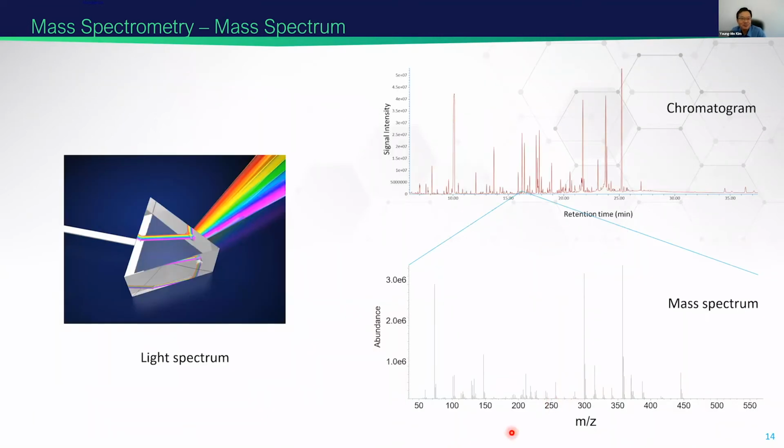And what is a mass spectrum? Light can be seen through a prism. Light comes through and deflection happens, and we can see different colors based on their wavelengths, and we recognize the colors. It's the same thing. The mass spectrum is, at one point during the chromatographic separation, if we click on this chromatogram, we can see the m/z values at that moment. So we can separate them by their mass to charge ratio.